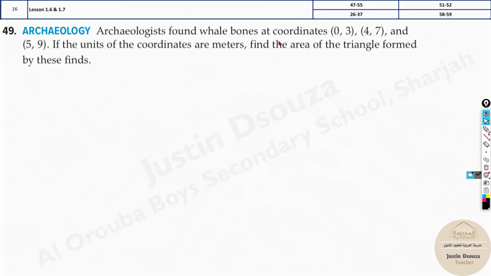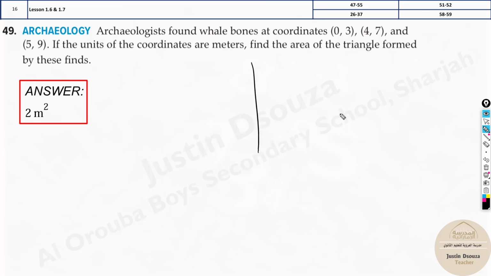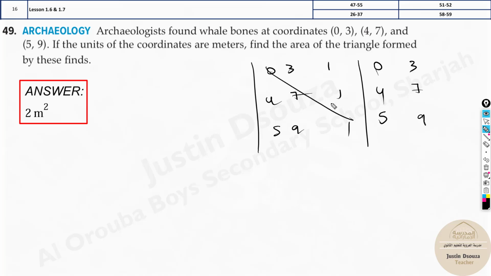Now over here, archaeologists found whale bones at the coordinates. It's the same thing we did just now. All you need to do is write the matrices. I'll write that first, and then you need to write half and solve it up. It'll be 0, 3, 1, 4, 7, 1, 5, 9, 1. And then repeat this line over here, 0, 4, 5, and over here 3, 7, 9. Starting from here, you need to draw these lines, and then from here draw these. Then left side minus the right side, solve it up, and you'll get the answer, that is 2 square units.